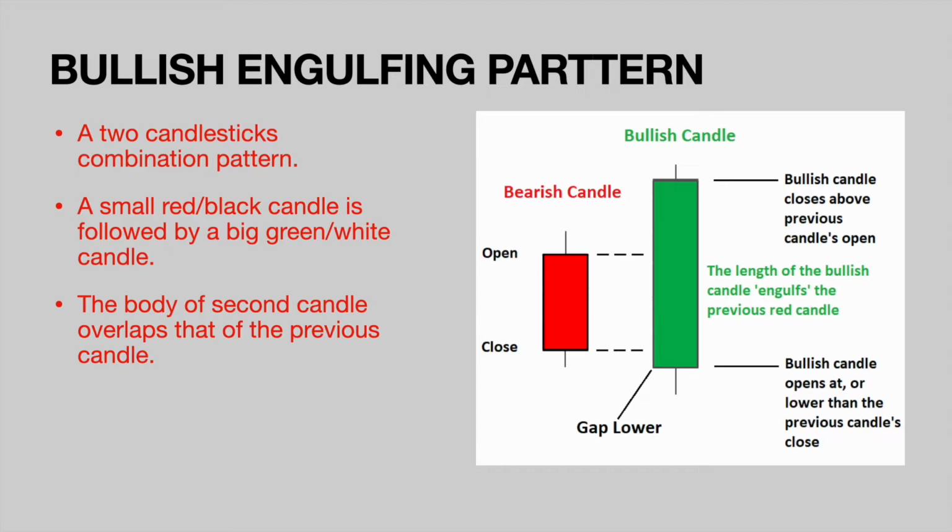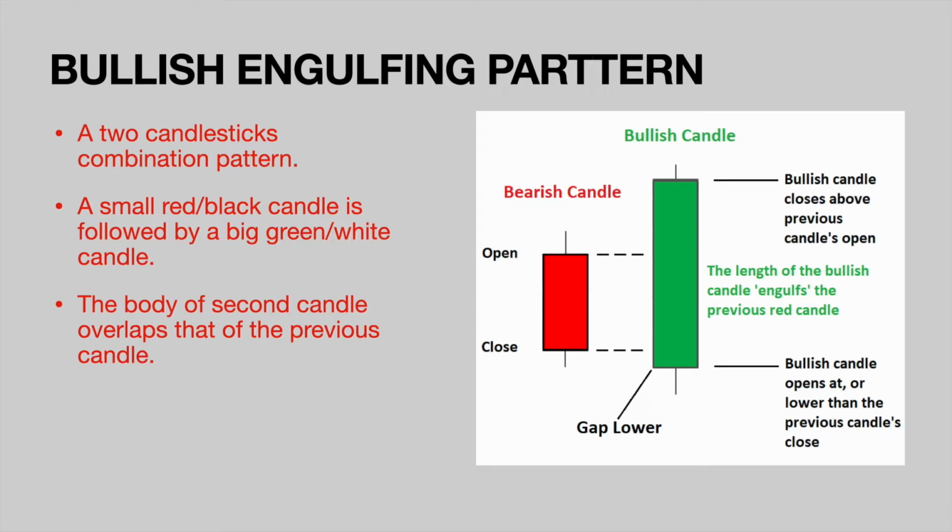So the bullish engulfing pattern is where we have a two candlestick combination, first of all. Secondly, a small red or black candle is followed by a big green or white one. Some chart patterns might use black or white, or red and green, so you have to know that it's either red or black for the bearish candle, green or white for the bullish candle.